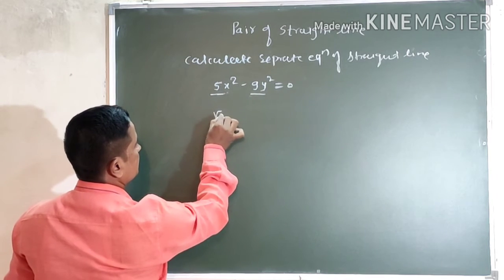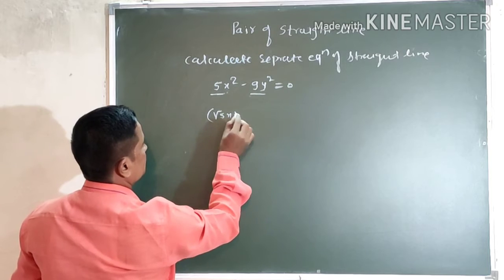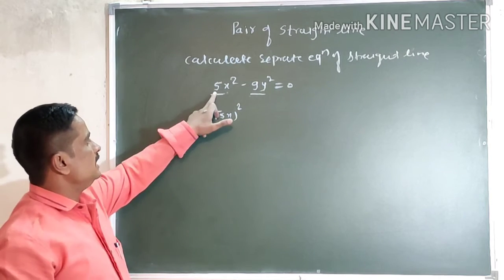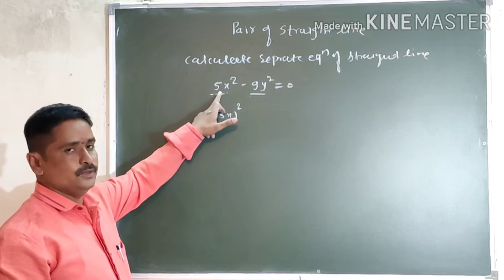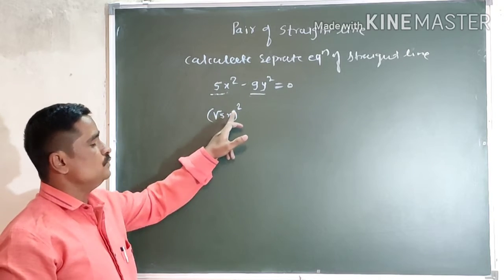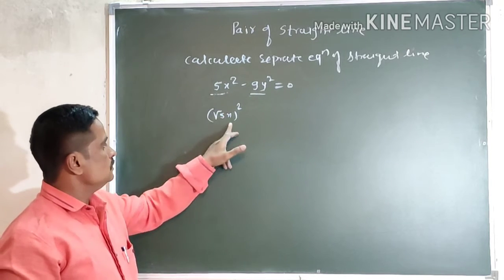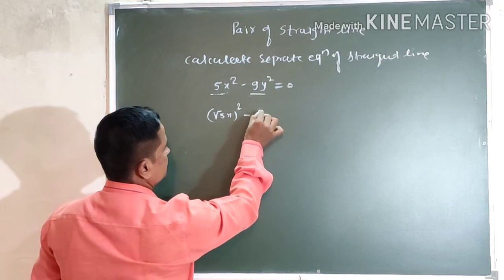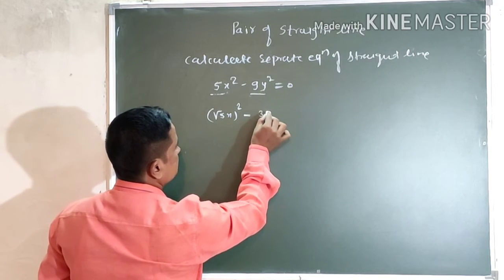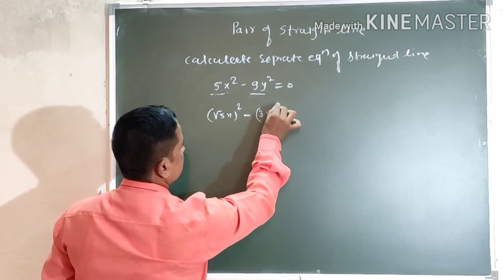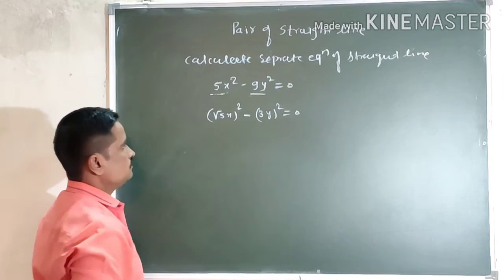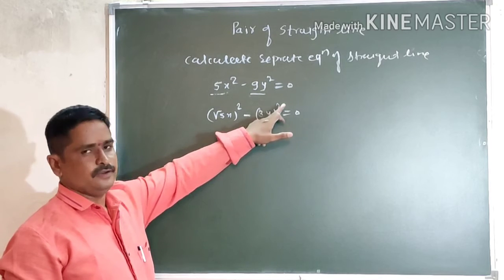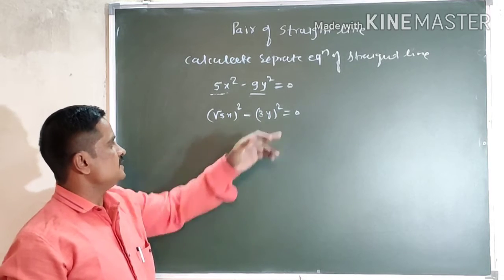So we can write 5x square as under root 5 square, that means 5x square is under root 5x whole square, and minus 3y square equals 0. Here 9 is nothing but 3 square, so 9y square equals 3y square.